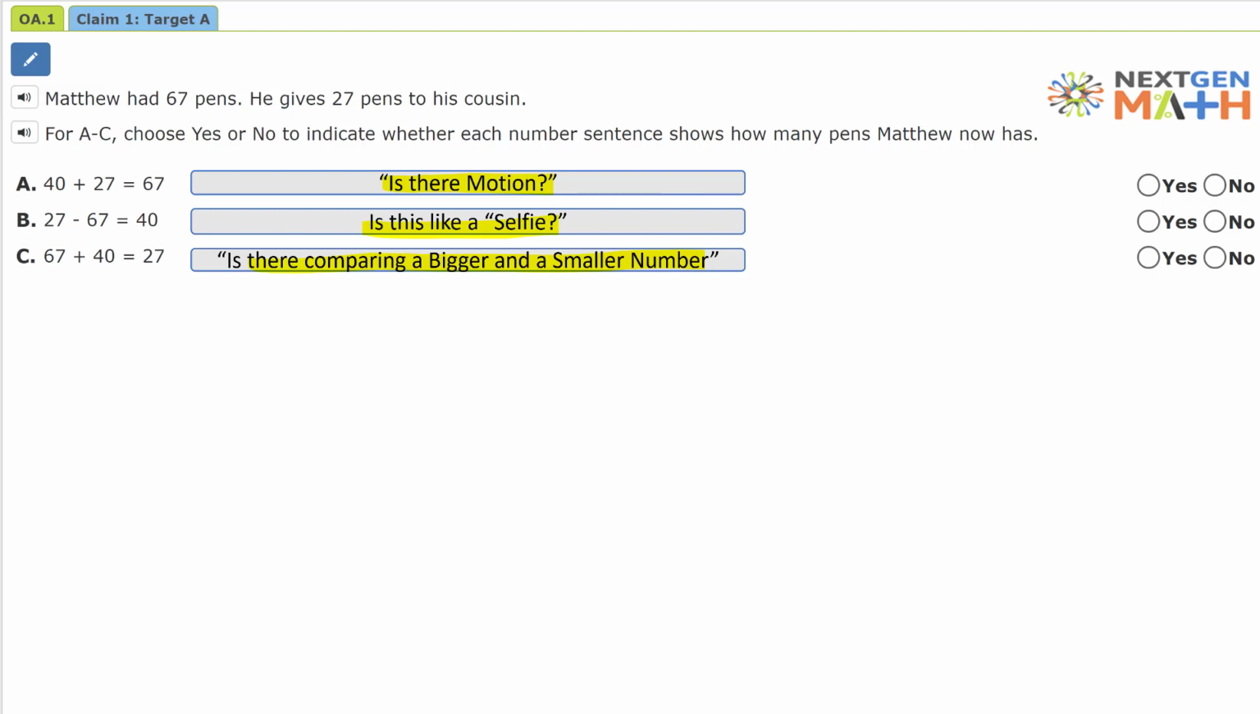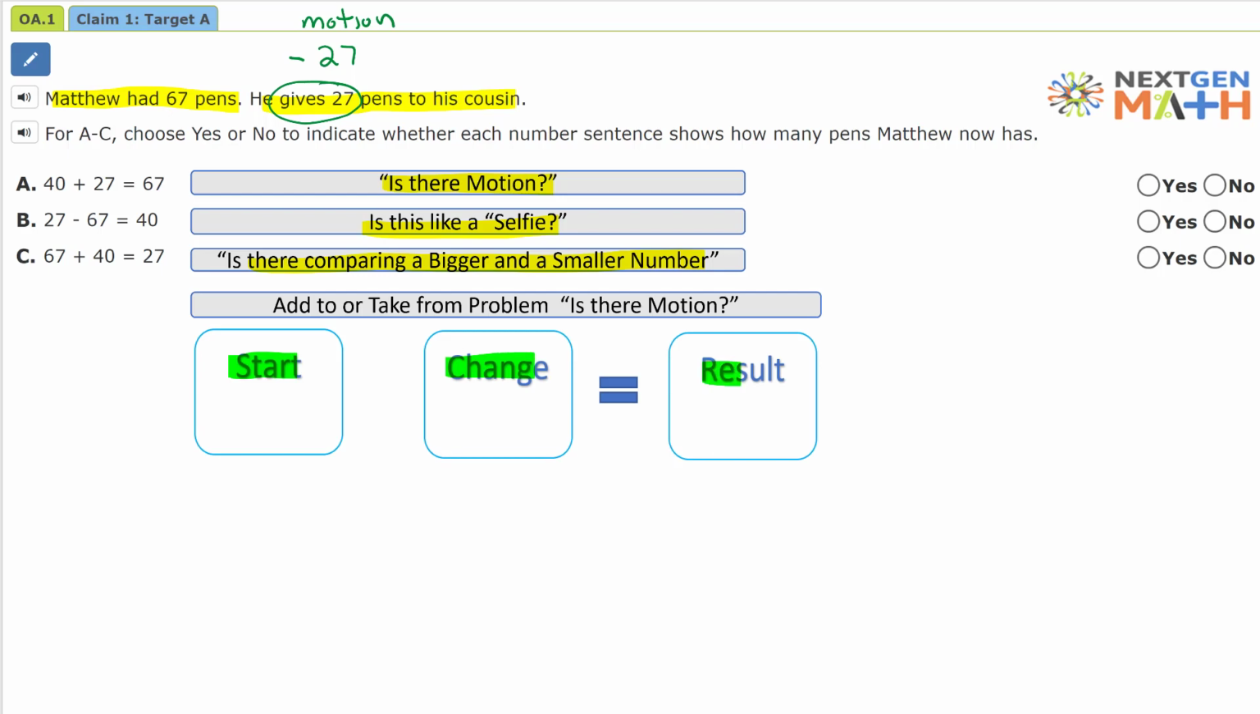Here we go. Matthew had 67 pins. He gives 27 pins to his brother. So when he gives 27 pins to his brother, that's like subtracting. And this is what we mean by motion. There's motion here because he's giving. Because it's a motion problem, this is a start, change, result problem, or an add to, take from problem.